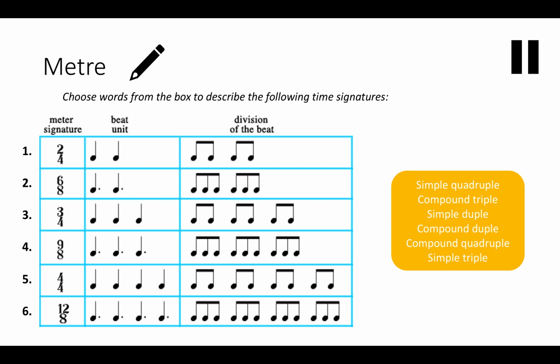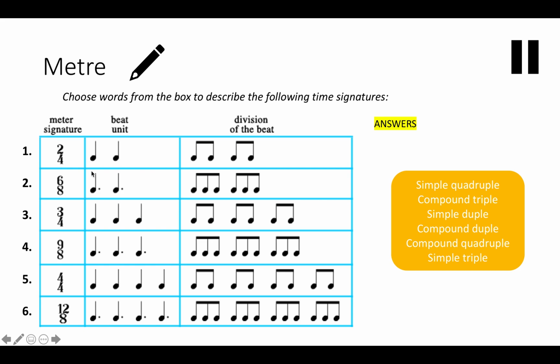Okay, let's go through the answers now. So let's just remember what it means to be a simple time and what it means to be compound time. What's the difference? Well, I'll tell you now. Simple time is when the main beats are divided into twos. It's very simple. Okay, so if we're going 1, 2, 1, 2, 1, 2, 1, 2, they're divided into twos.